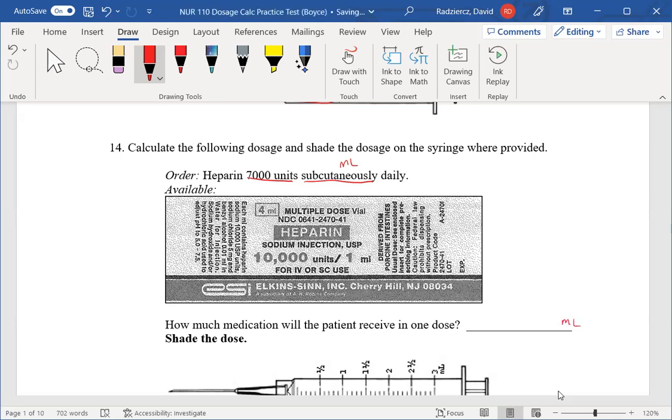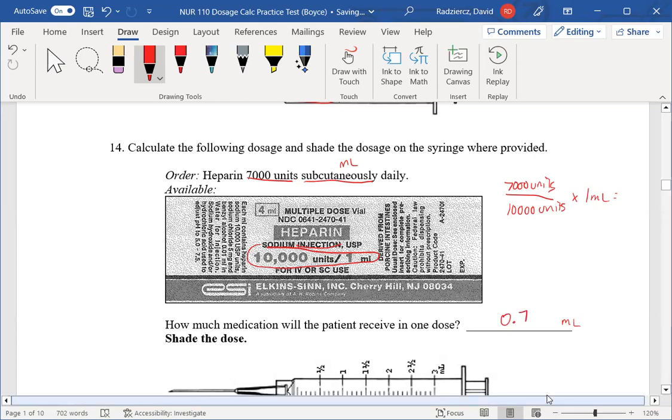We're looking at our label. Our label also says injection on it. And then we have to look for the strength, and the strength is 10,000 units per milliliter. Okay, so I'm going to take my order, the 7,000 units, over my available, the 10,000 units, times my quantity. And then what I'm going to get is an answer of 0.7 milliliters.